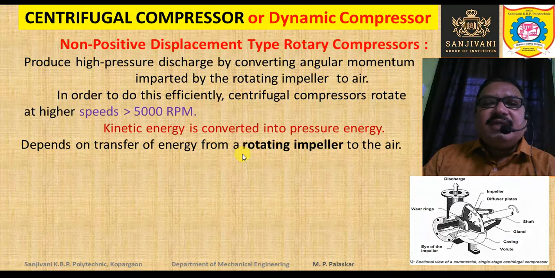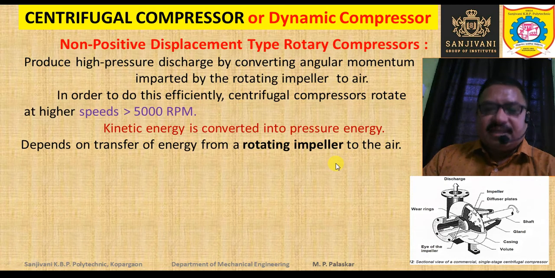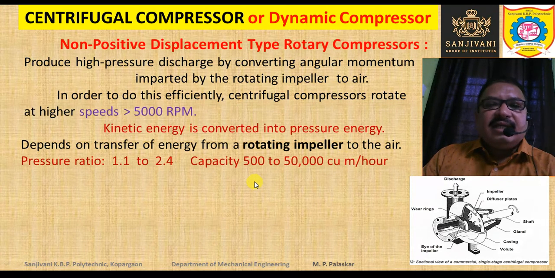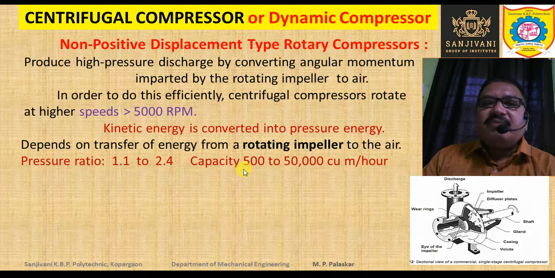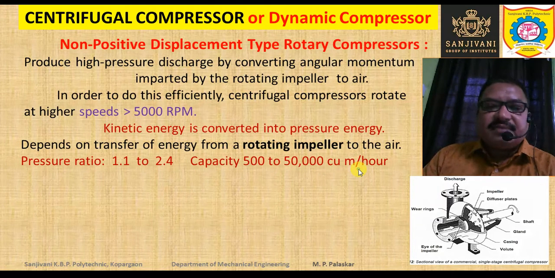So the working of the centrifugal compressor depends upon the transfer of energy from a rotating impeller to the air, and in case of the centrifugal compressor the pressure ratio cannot be very high. It is something like 1.1 to 2.4, but the capacity of the centrifugal compressor to deliver the air is large, as 500 to 50,000 cubic meter per hour.